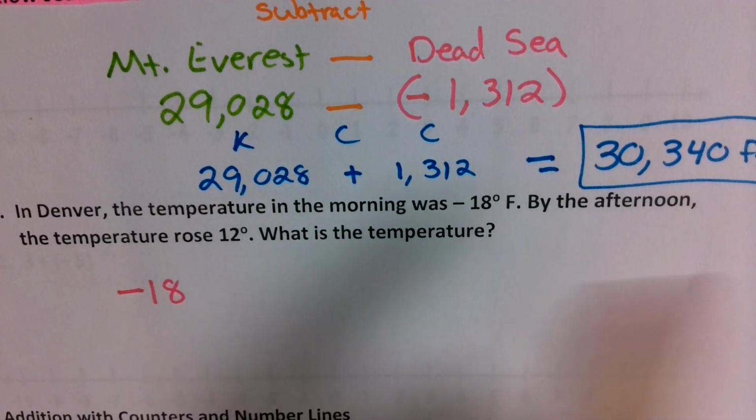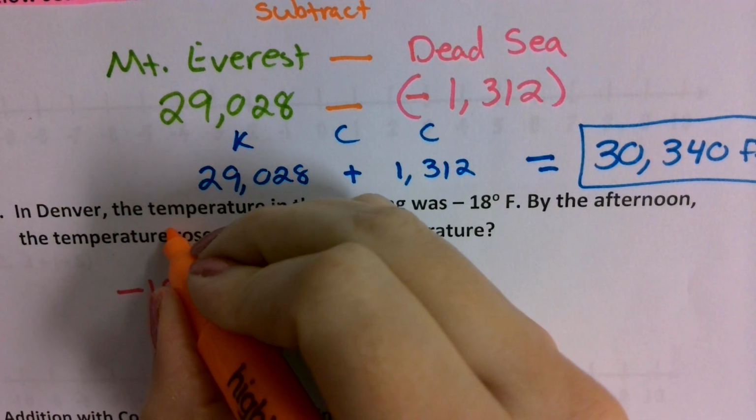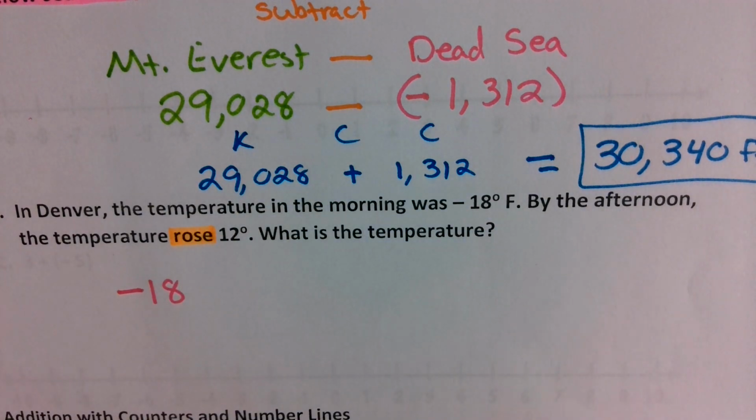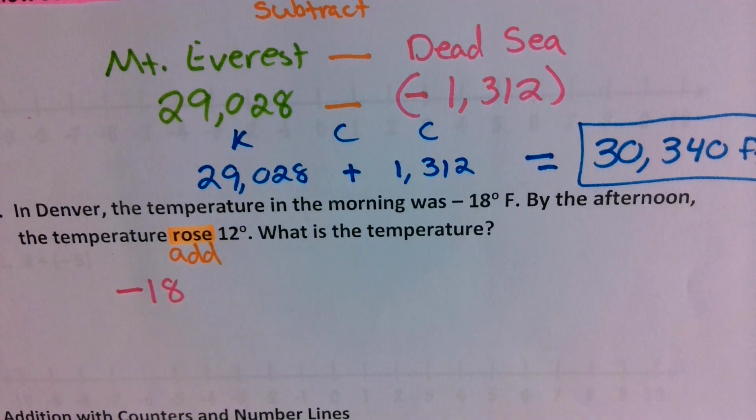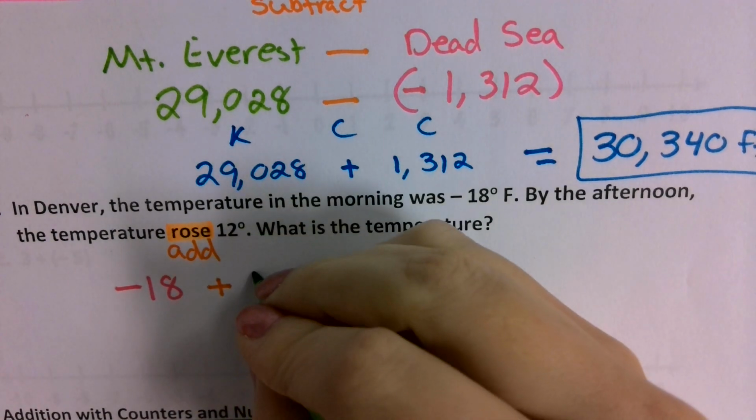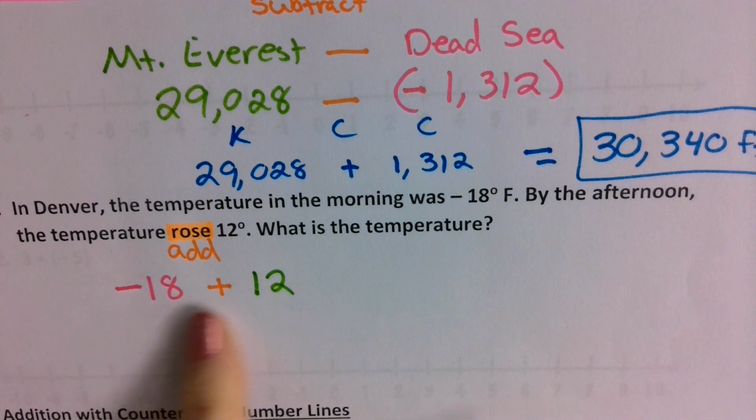And then in the afternoon, the temperature rose 12 degrees. Rose. What operation is rose? What is it? Addition. We are going to be adding in this situation. Rose means it's going to increase. We add. So we have negative 18 plus a positive 12. Okay, negative 18 plus 12.